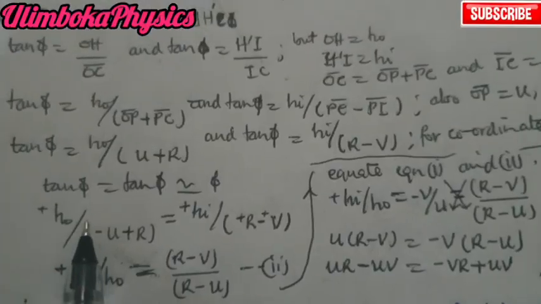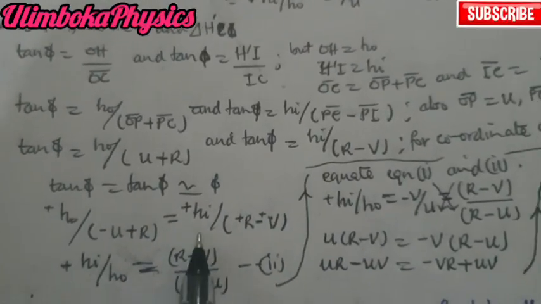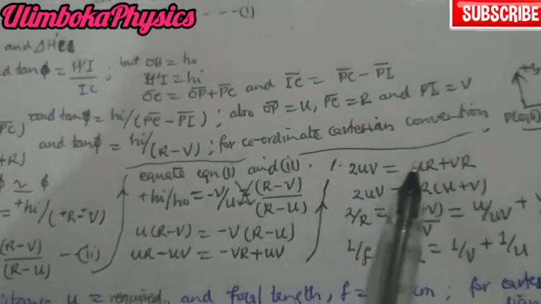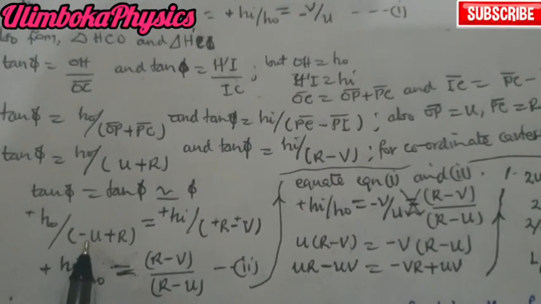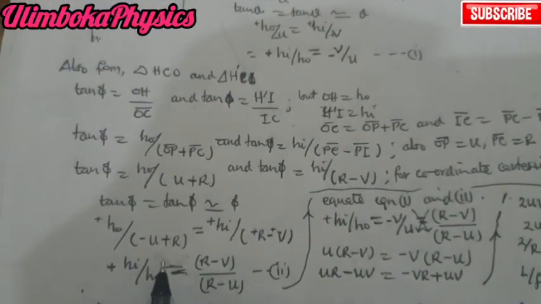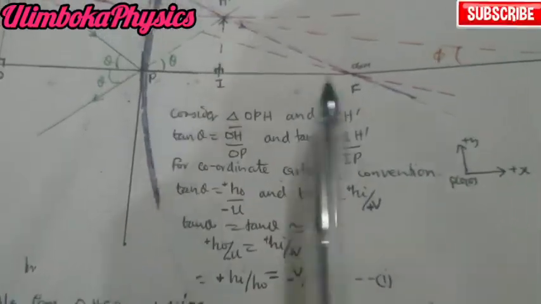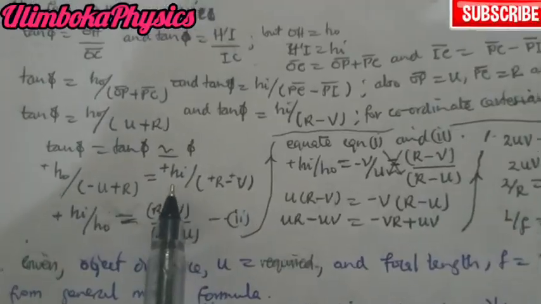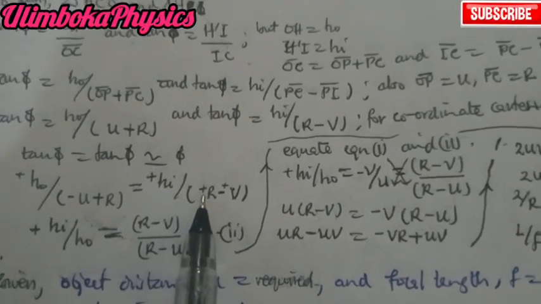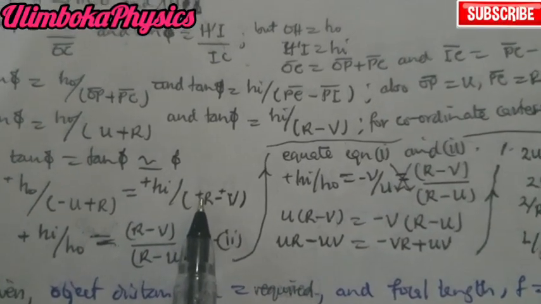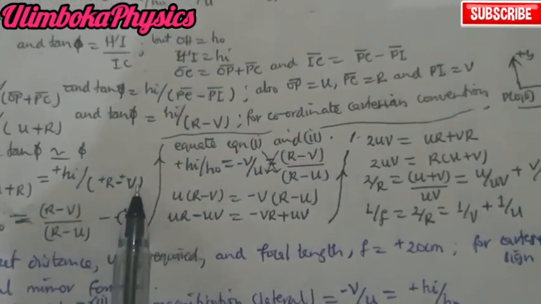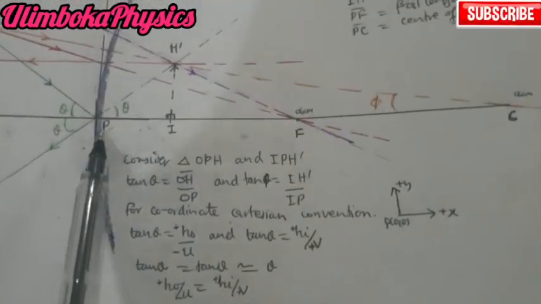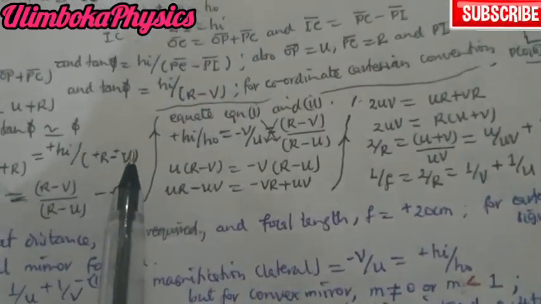Now we compare these two equations here, and after applying the Cartesian coordinates, you can see that our h is positive, it's above the principal axis, and the object distance is negative, to the left. Our r is positive because it is to the right. Our h for the image is positive because it is upright, and our radius of curvature is positive from zero here, and our image distance is positive as it is to the right of P.